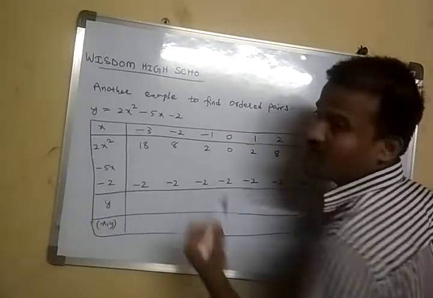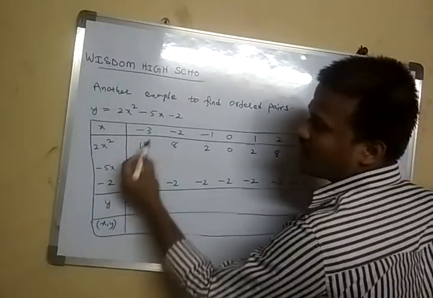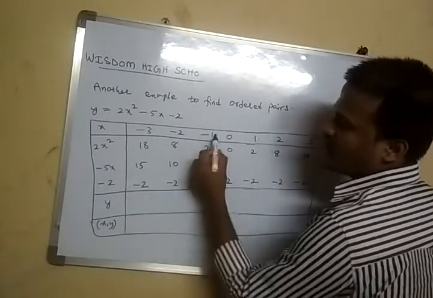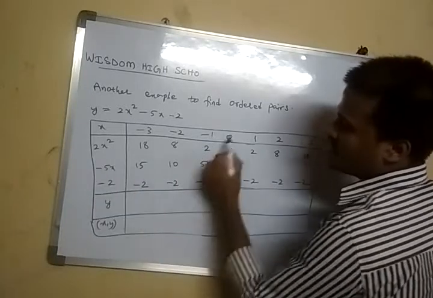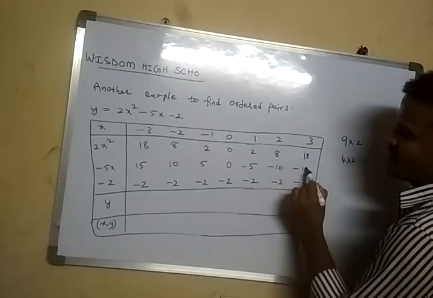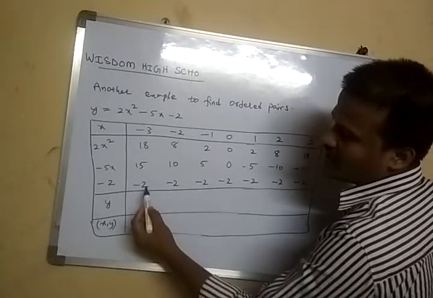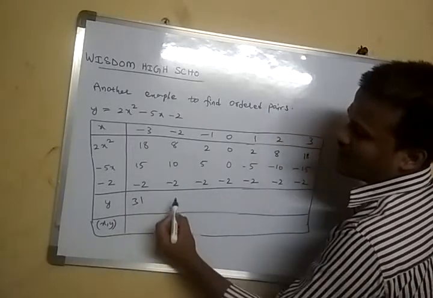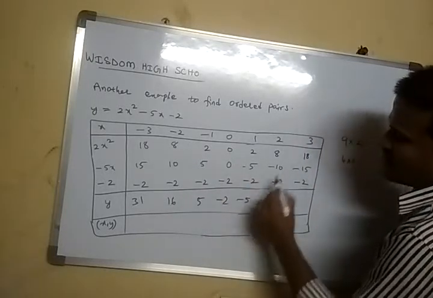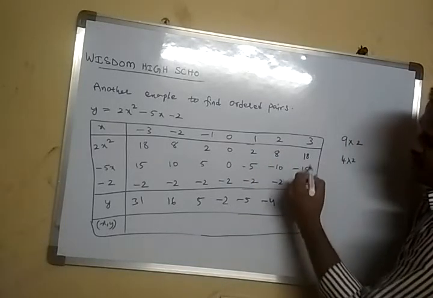Now here minus 5x, that means you need to multiply minus 5 with the x values. Minus 5 into minus 3 is 15, minus 5 into minus 2 is 10, minus 5 into minus 1 is 5, minus 5 into 0 is 0, minus 5, minus 10, minus 15. Now you need to add all this to get the y values. 18 plus 15 is 33, minus 2 is 31. 18 minus 2 is 16, 7 minus 2 is 5, minus 2, and here minus 5, 8, minus 12, minus 4, 18 minus 17 is 1.